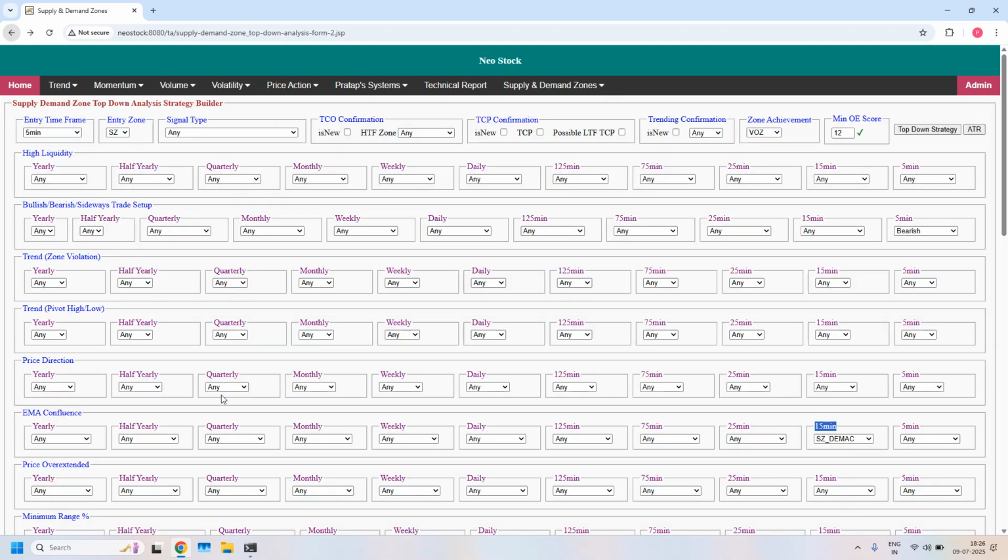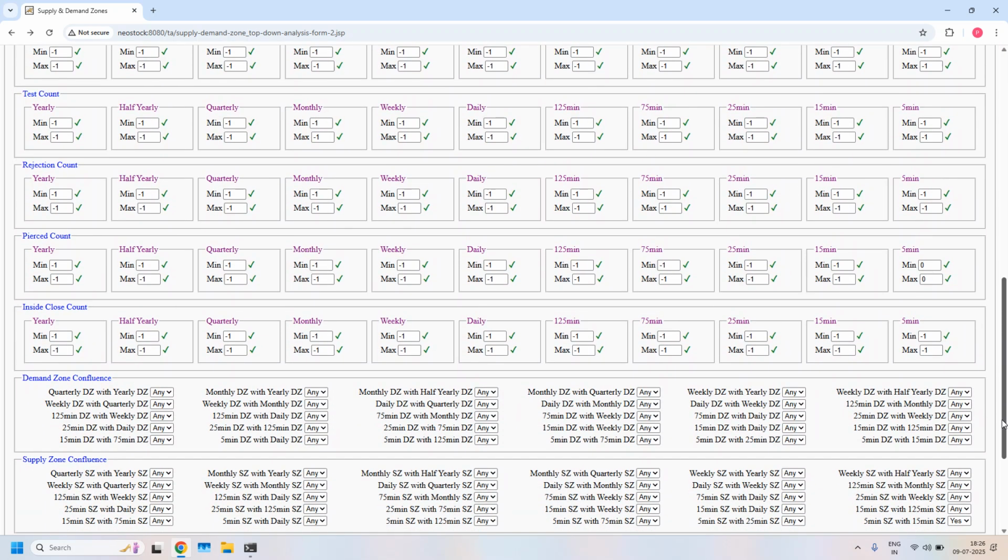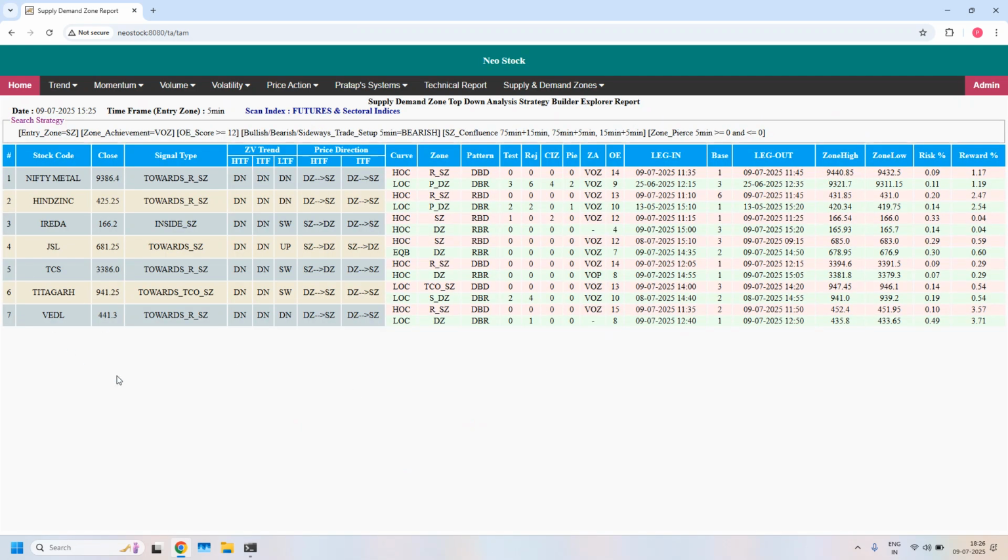5 minutes, 15 minutes and 75 minutes supply zone confluence. Remove EMA filter. The supply zone confluence, 3 filters we have to set. First one is already enabled. Next 5 minutes and 75 minutes, 15 minutes and 75 minutes supply zone confluence. With all the 3 filters, we got 7 stocks. In all the 7 stocks, these 5-minute supply zones are overlapped with 15-minute supply zone, both together again overlapped with 75-minute supply zone. And 75 minutes trend is down in all the stocks.